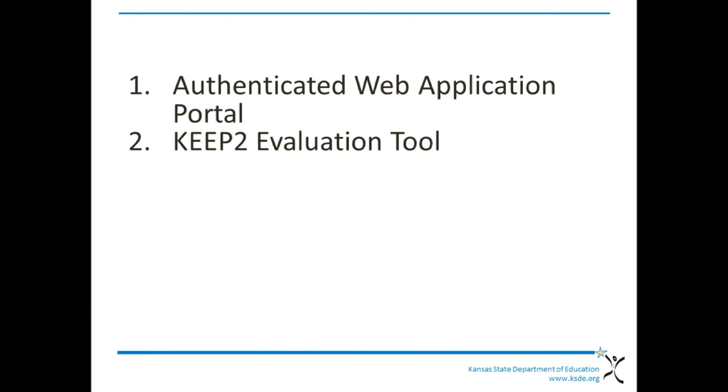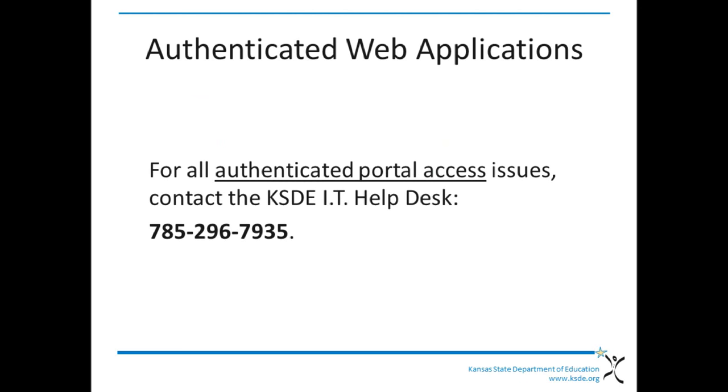It's really important to remember this, and we tell people all the time, and sometimes people forget, which is understandable. There are two pieces associated with the educator evaluation. One is the authenticated web application, which is the process by which you log in. You create a username and a password, and it gives you access through the portal to KEEP 2. KEEP 2 is the evaluation tool. For any questions or issues about signing in and having access, contact the help desk. That is only for issues about logging in. Beyond that, you'll go to our department and we'll help you with the KEEP 2 application.